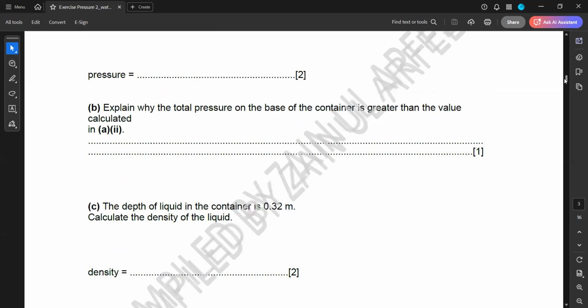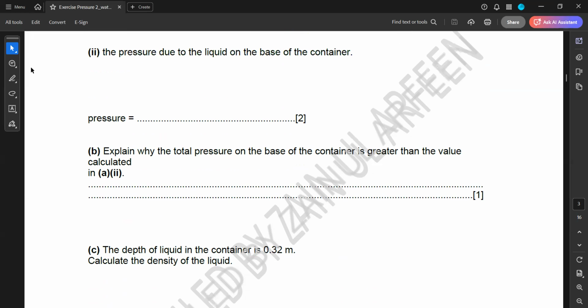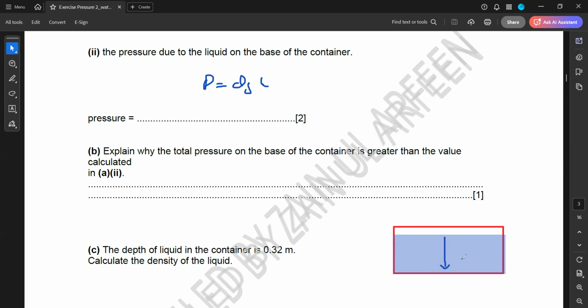Explain why the total pressure on the base of a container is greater than the value calculated. Look, there is a container which is filled with a liquid. So we calculated the pressure exerted by the liquid, which is equal to density, gravity, and depth. Let's say when we calculate this example, it comes out to 100 Pascal.